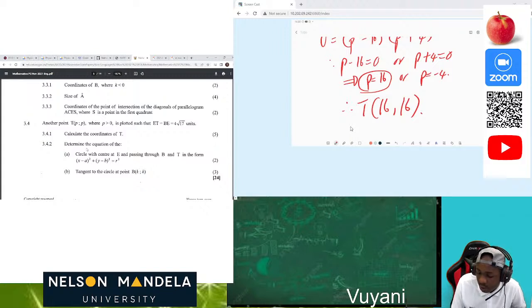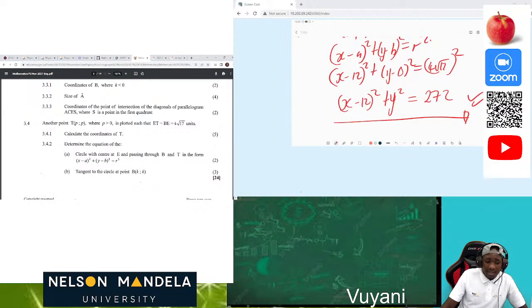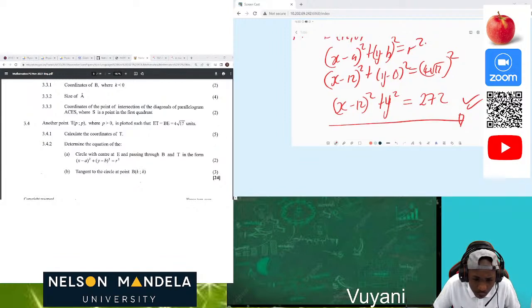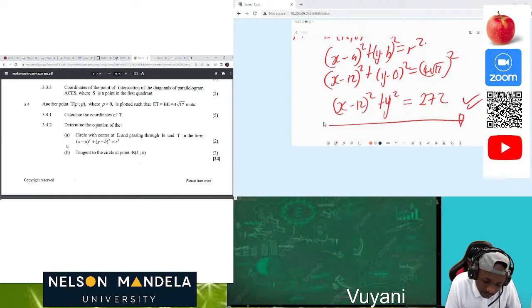Then we have our equation of the circle. Then we are awarded our full marks just because we are able to do that. Now, as we are moving forward to almost the last question of the day, which is 3.4.2b. Determine the equation of the tangent to the circle.